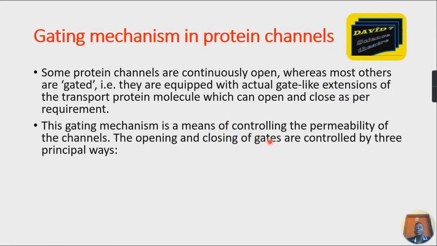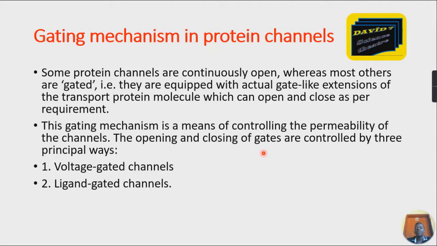The opening or closing of the gates is controlled by three major pathways: we have voltage, we have ligands, which you can say is a ligand-gated channel, this is a voltage-gated channel. We also have mechanically gated channels. Those are the three important mechanisms of how these channels are gated.